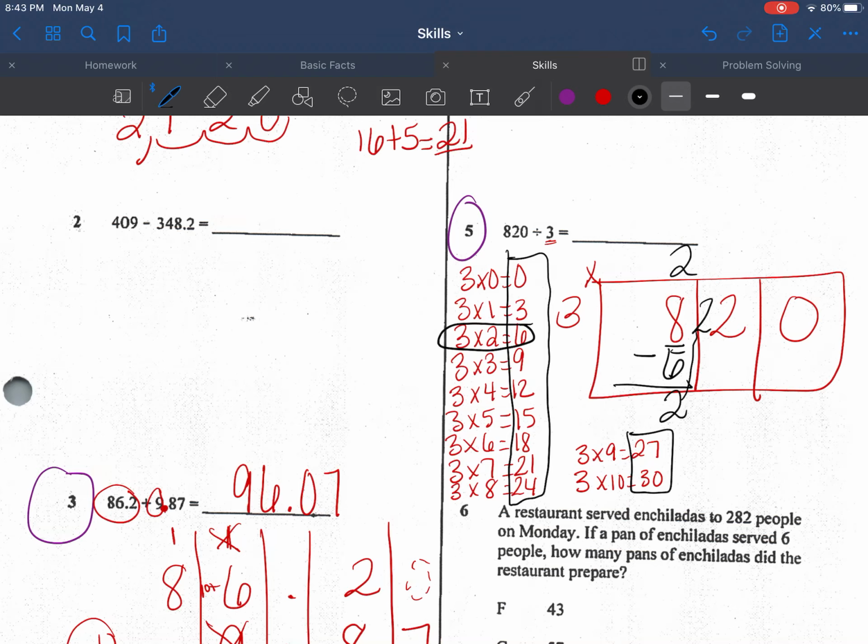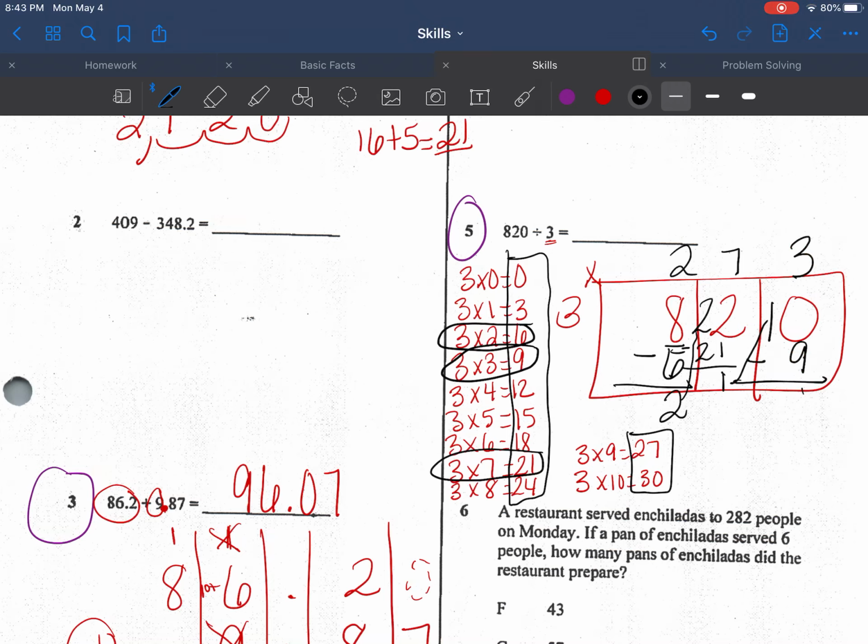So I'm going to say 3 times 2 equals 6. 8 minus 6 equals 2. So now I bring up and I have 22. I do not have a 22, but I do have 21. So 3 times 7 equals 21. So subtract 22 minus 21 equals 1.